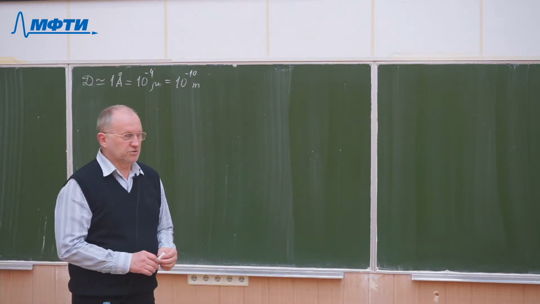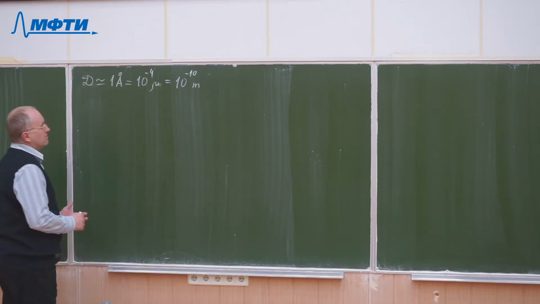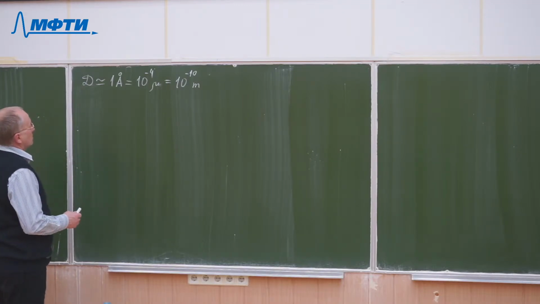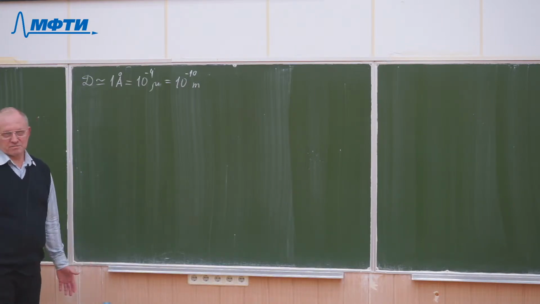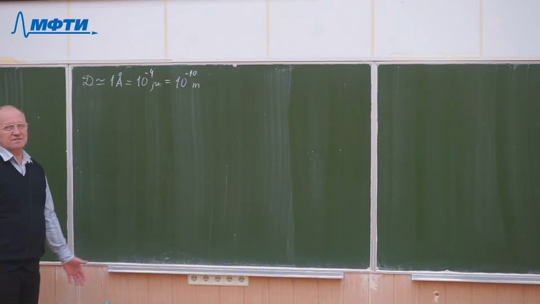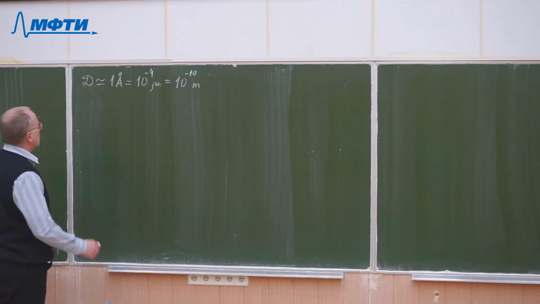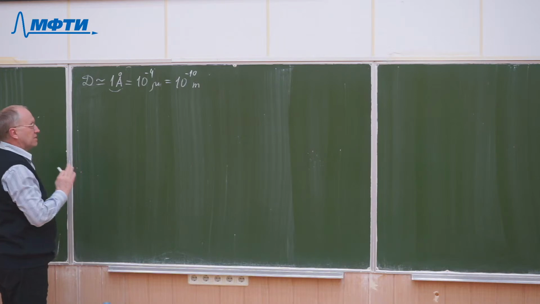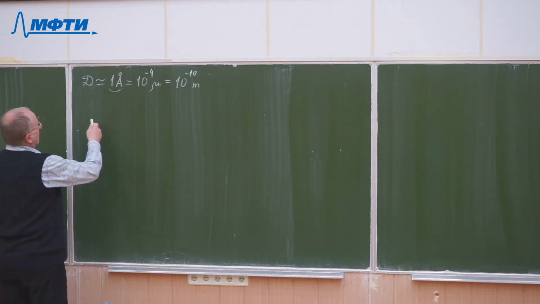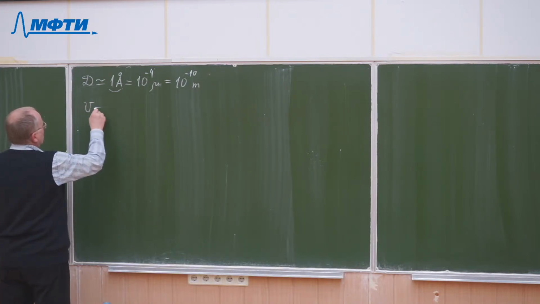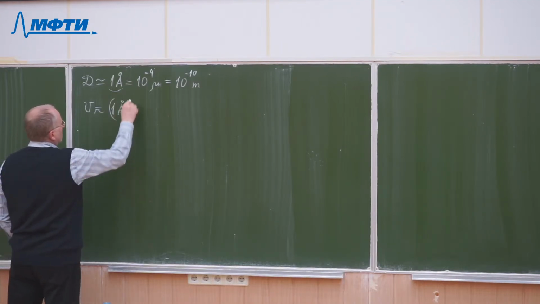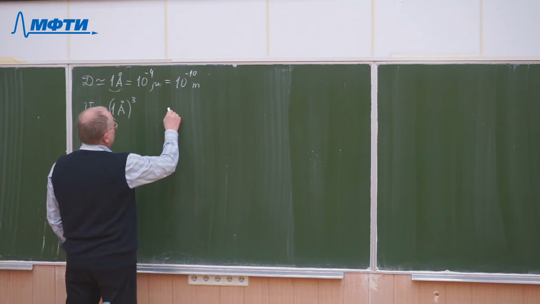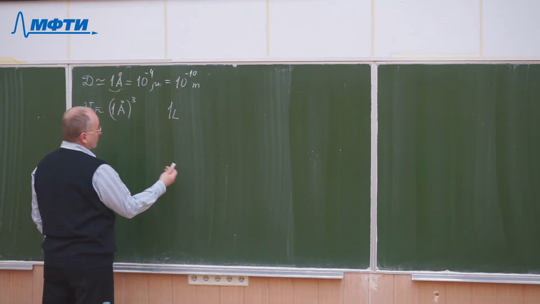If we know the diameter of atoms, it's easy to calculate the mass of an atom. For example, take some substance which is well known to you, like water. We will assess the mass of a water molecule. If the diameter of a molecule is like this, then by the order of magnitude the volume occupied by one molecule is about 1 angstrom cubed. And the mass of 1 liter of water is 1 kilogram.